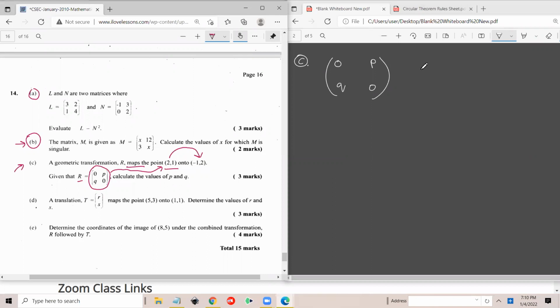It has to be a multiply, right? Because the matrix has how many items? 1, 2, 3, and 4. So we are going to apply it to which point? 2, 1, but I have to write it vertical. So when we apply it to this point, it changes or it gets mapped to a different set of values. That is what they are trying to say.